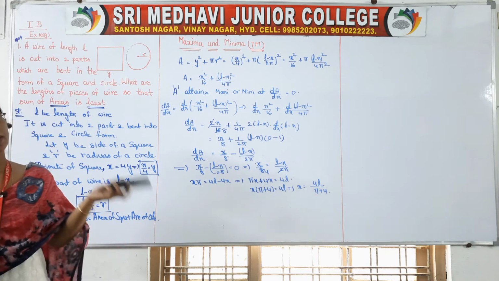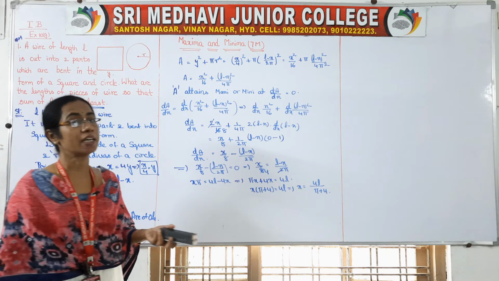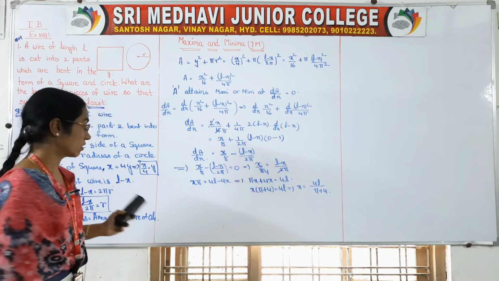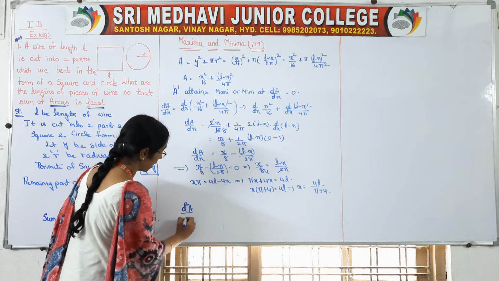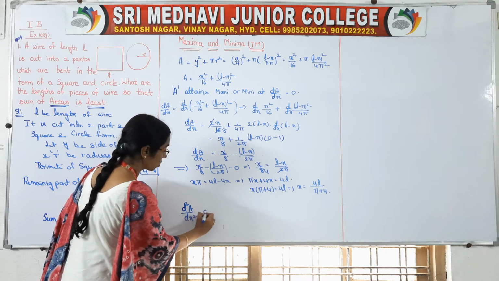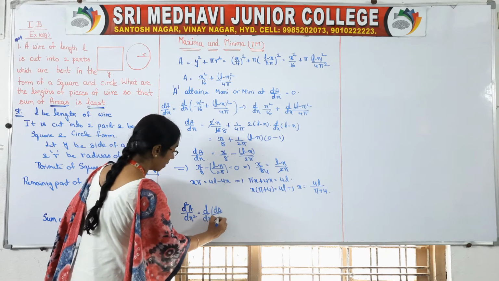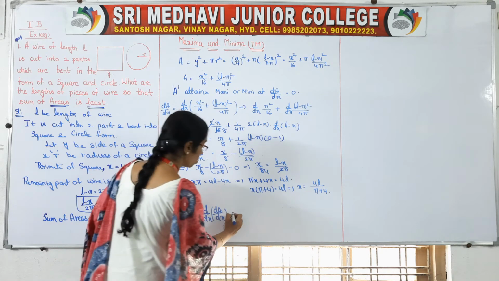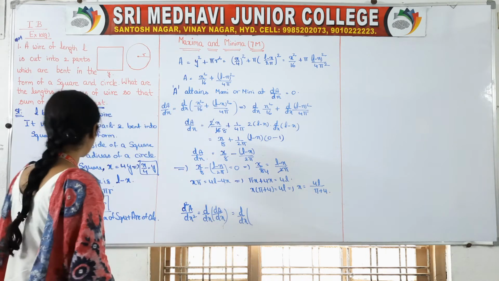To know whether the area attains maximum or minimum, we have to find d square A by dx square. So come on, find out d square A by dx square. So it is d by dx of dA by dx.